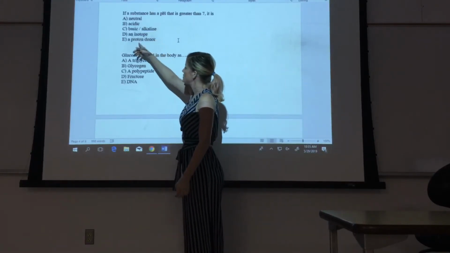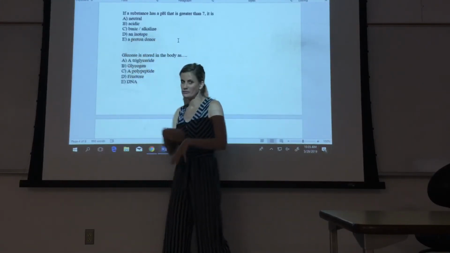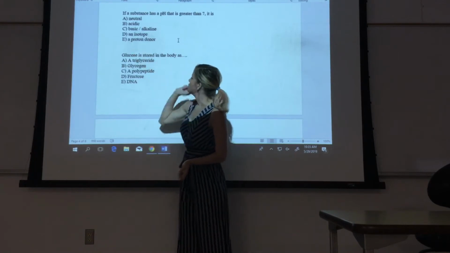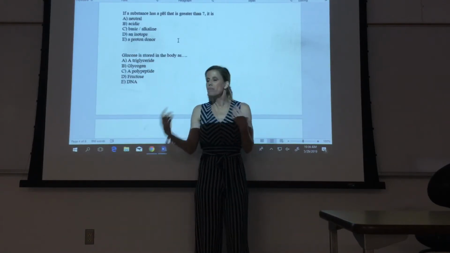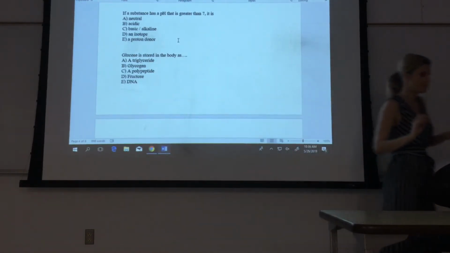So C, let's look at the rest of this. An isotope? Nothing to do with this. A proton donor? No, we didn't go there.